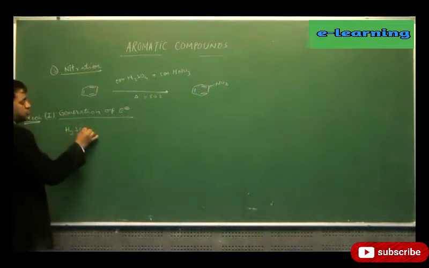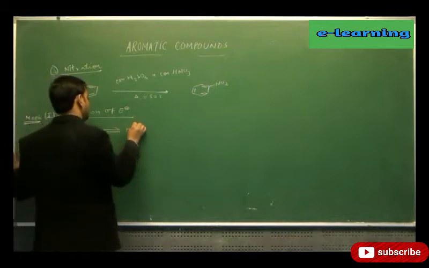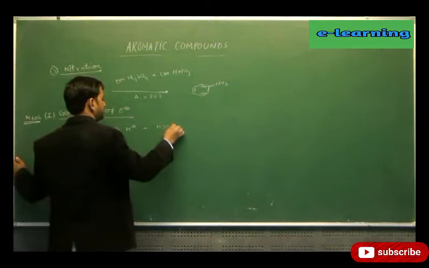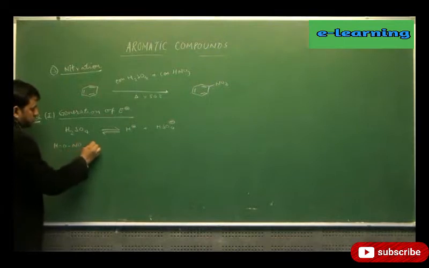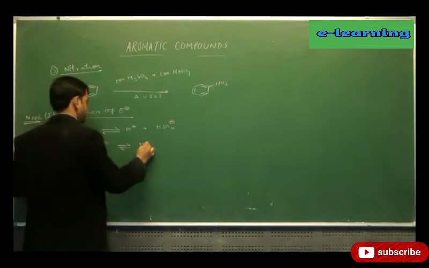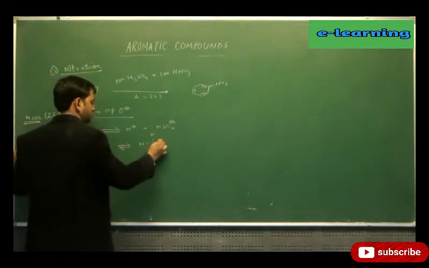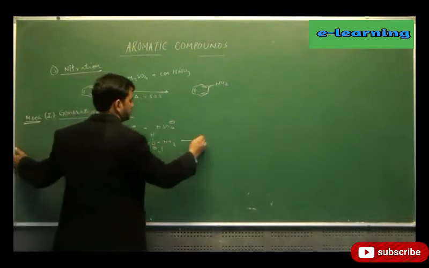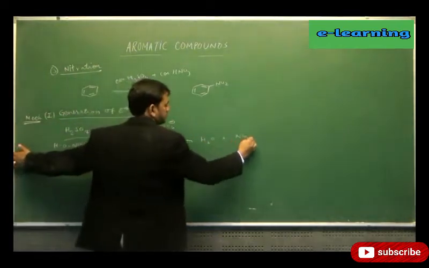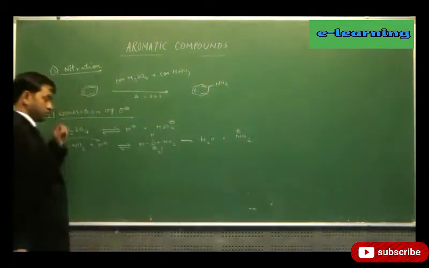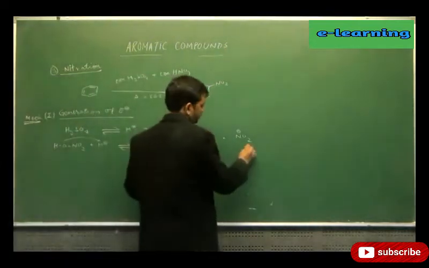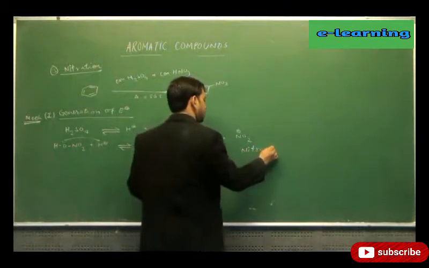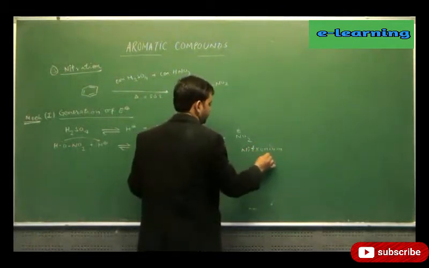H2SO4 is dissociated into H plus and HSO4 negative. This H plus protonates the HNO3 and gives the nitronium ion. This nitronium ion acts as the electrophile. This is our electrophile.